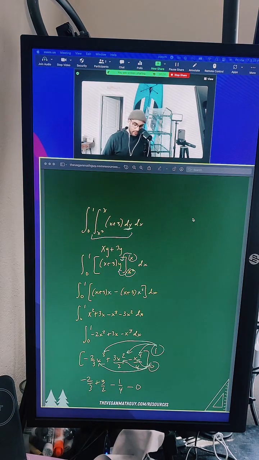And now you just got to get some common denominators. Looks like the common denominator should be 12. So we have negative 8/12 plus 18/12 minus 3/12. And I think that's going to be 7/12. And that's the integral there.